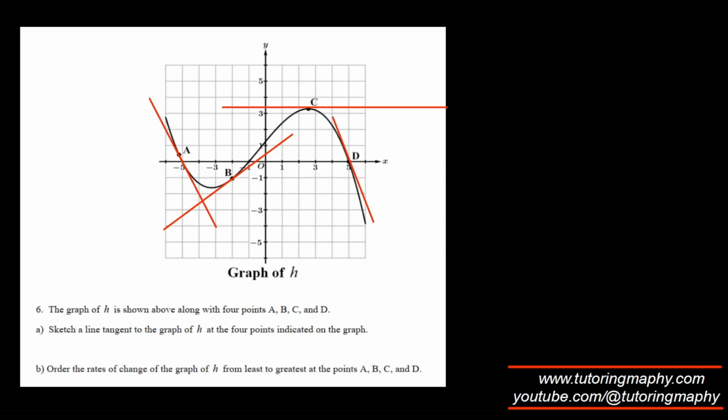Now they are saying to order the rates of change of H from least to greatest at the points A, B, C, and D. So here we are looking basically for steepness, right? Which one is most steep? I think between A and D, it's difficult to see which one is more steep. Let me redraw D. Maybe we'll figure something out. D will probably not look like this, definitely. Okay, this one makes sense.